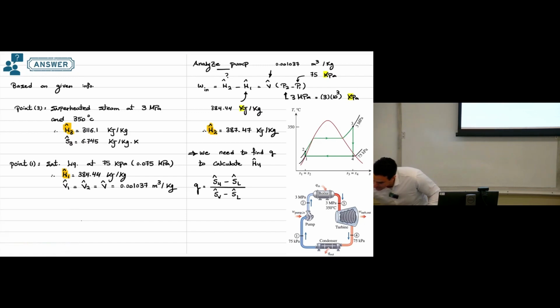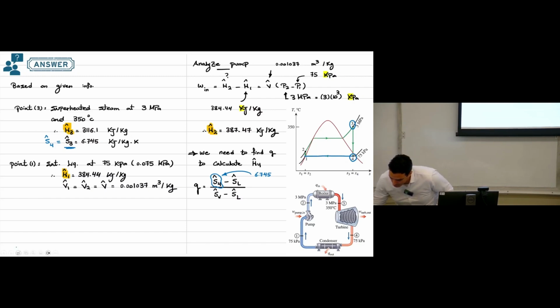What we have in this equation, so we have S4. Actually, we don't have S4, but we have S3. And 3, 4, this point and this process in the turbine is isentropic, so have constant entropy. So entropy at point number 3 is the same as entropy at point number 4. So we have this one here. This will be 6.745.